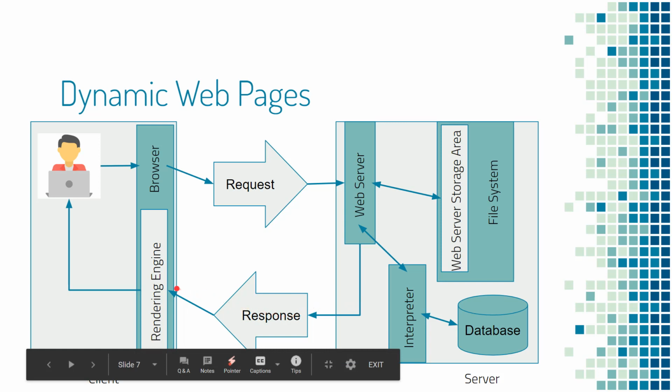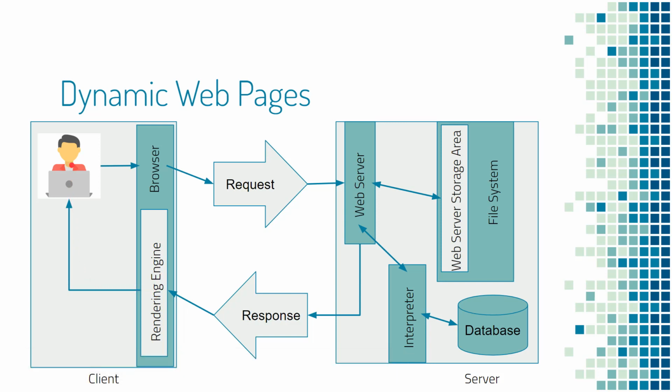Once the response is received by the client, the first one to take it is the rendering engine, which interprets all this client-side code and shows it in the browser for the user. This is the general overview of how dynamic web pages work.